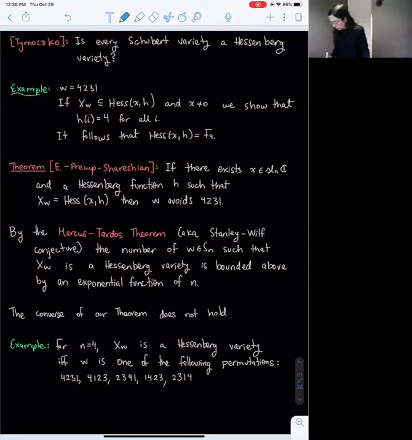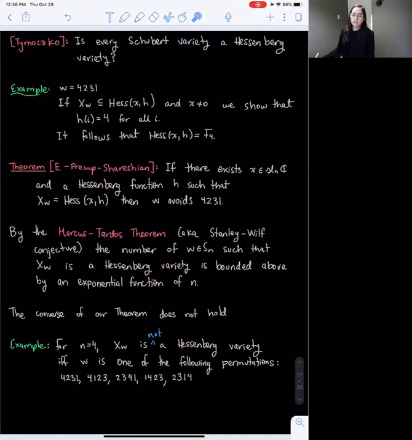For n equals 4, the Schubert varieties that are Hessenberg varieties are exactly, oh wait, I should have said, the ones that are not Hessenberg varieties are exactly this. So that tells us that the converse of our theorem is not going to hold.